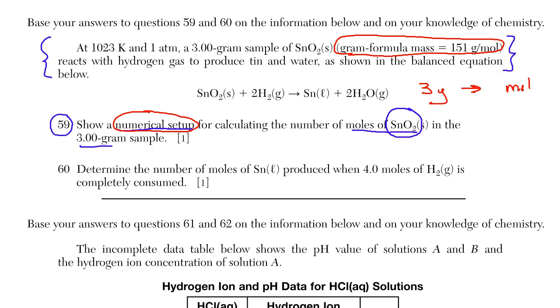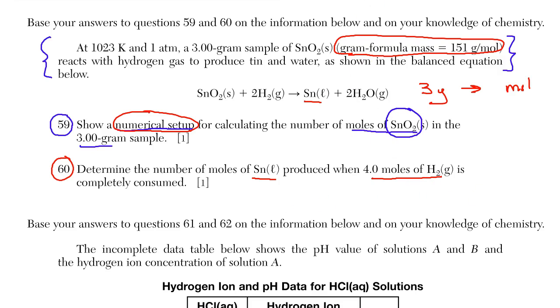Number 60. Okay, so number 60, determine the number of moles of tin liquid. That's what we're trying to find here. When 4 moles of H2, a different compound, they're giving us moles of H2, and they want information about another chemical. That, my friends, is stoichiometry, and it's mole to mole. Now I'll show you both ways. The first way is how probably your teacher showed you, okay? And this is the way that I would teach it originally.